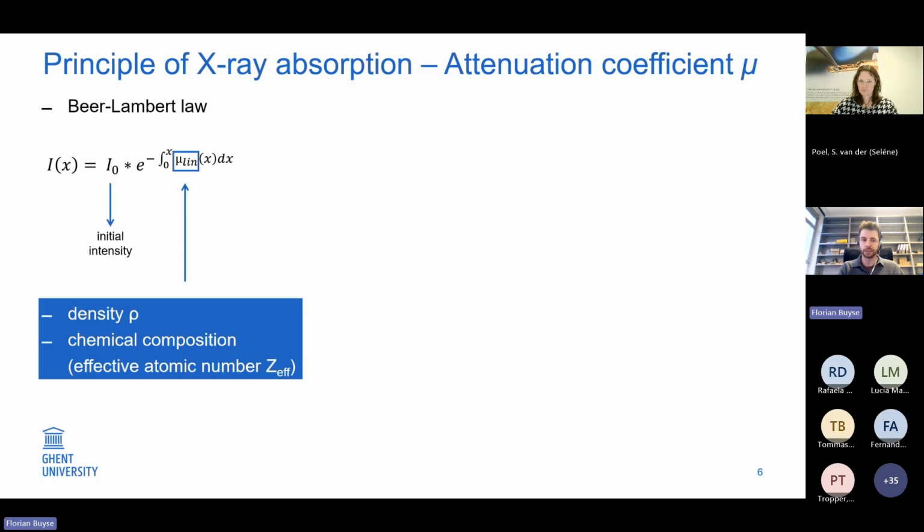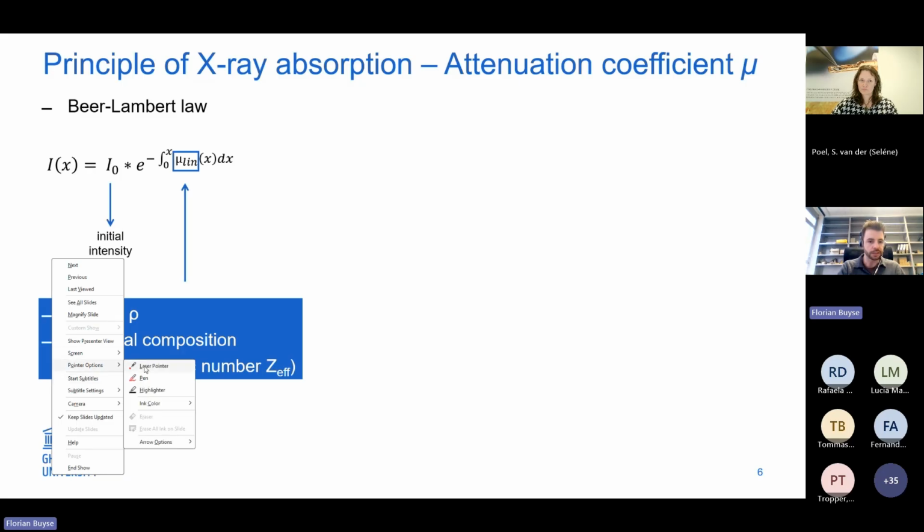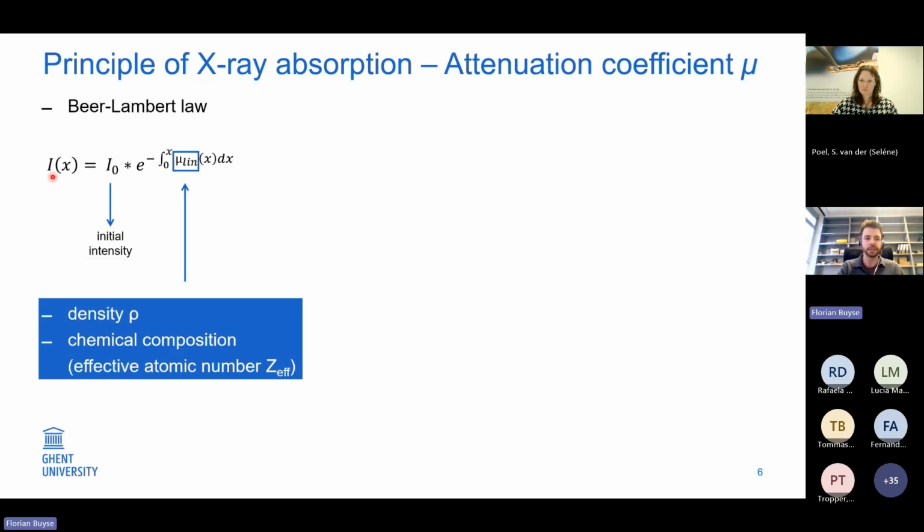This all has to do with the Beer-Lambert law, which you can see here as its mathematical description. What we actually measure while doing CT scans is the intensity. I'll maybe change my pointer to a laser pointer. So what we measure is the intensity at the detector, starting with the initial intensity from the X-ray source and everything that influences this initial intensity.